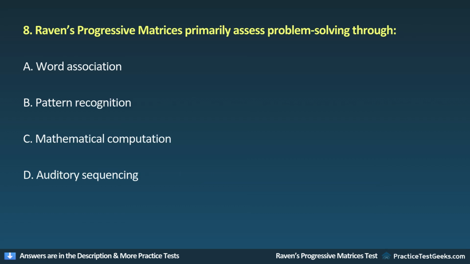8. Raven's Progressive Matrices primarily assess problem-solving through A. Word association. B. Pattern recognition. C. Mathematical computation. D. Auditory sequencing.